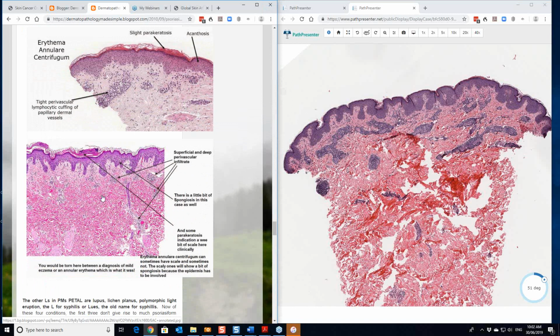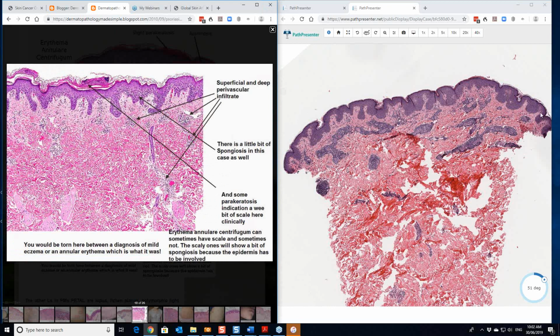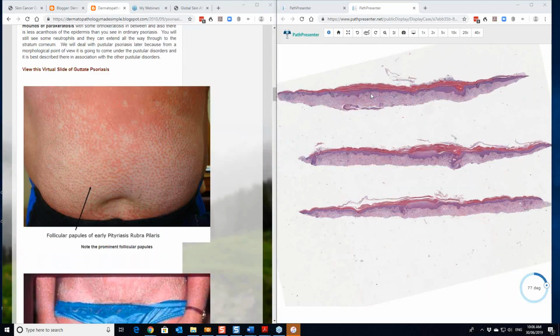So this was another example here with a little bit of spongiosis, in this case some parakeratosis here as well. So there would have been a bit of scale in that particular one. Pityriasis, psoriasis, eczema, tinea, annular erythema, and the alpha lupus. I'm not going to look at lupus as a red scaly disorder. It is clinically, but histologically it doesn't have a psoriasiform picture.